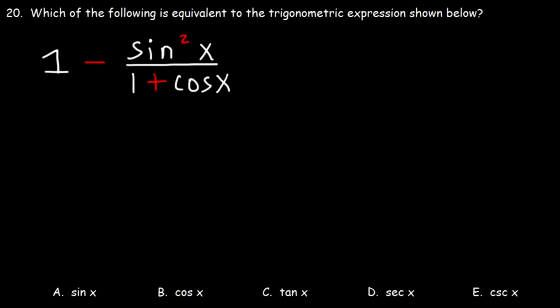Number 20. Which of the following is equivalent to the trigonometric expression shown below? So here's another example that you can work on. Go ahead and try it. So what do you think we need to do in this problem? Well, whenever you see 1 plus cosine, 1 minus sine, it's a good indication that you need to multiply by the conjugate. So since we have a 1 plus cosine, multiply the top and the bottom of this fraction by 1 minus cosine.